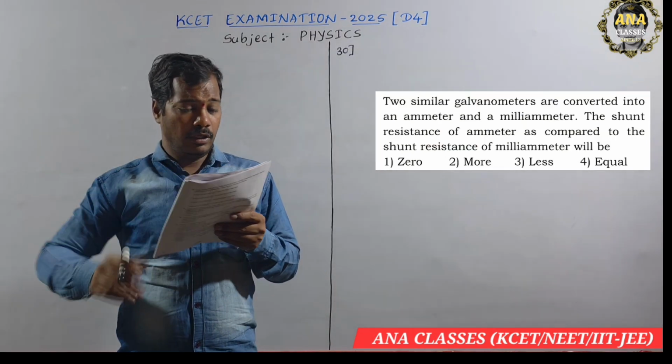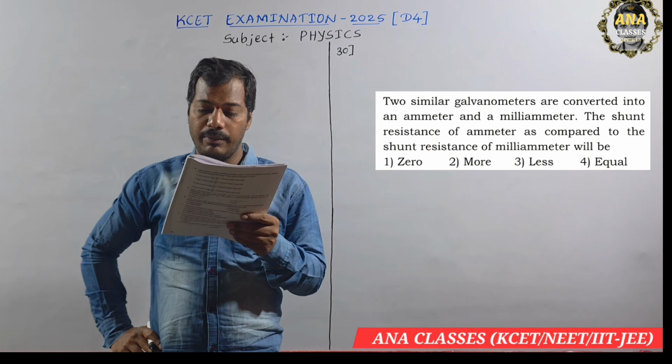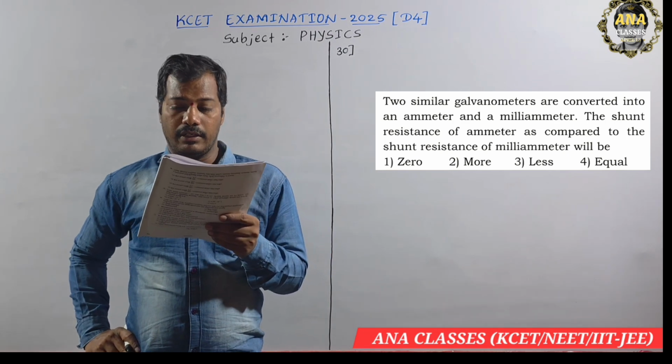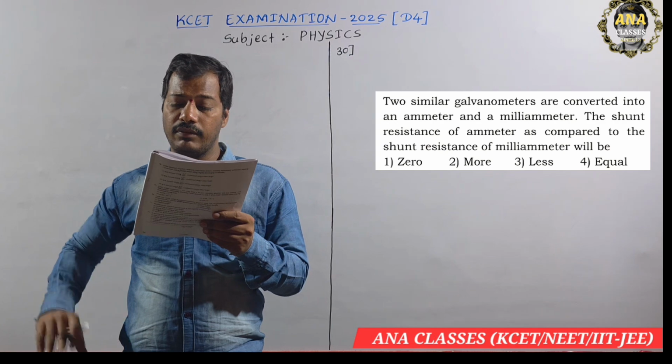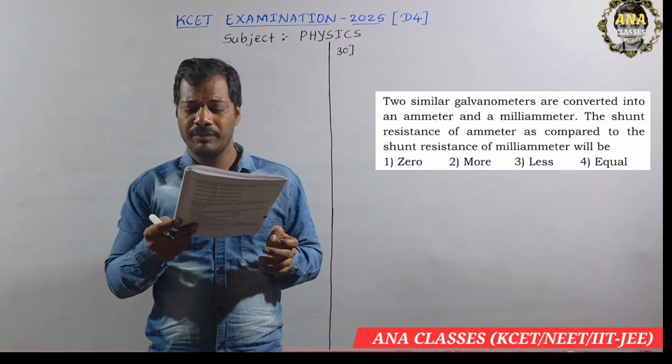Question number 30. Two similar galvanometers are converted into an ammeter and a milliammeter. The shunt resistance of the ammeter compared to the shunt resistance of the milliammeter will be?